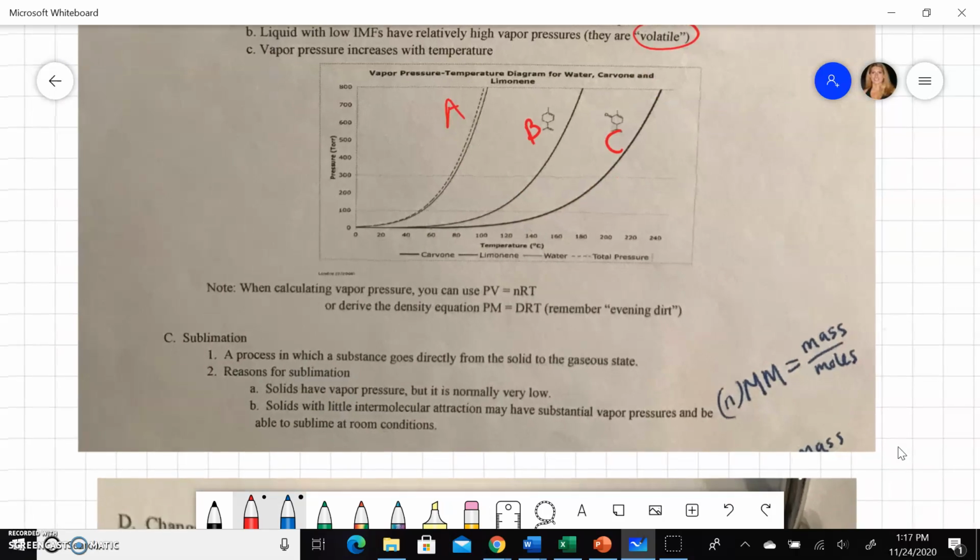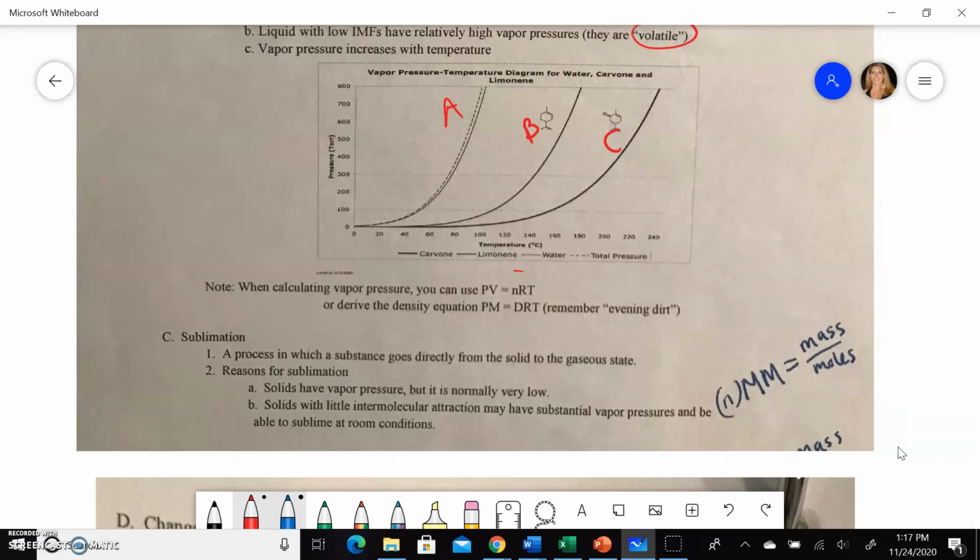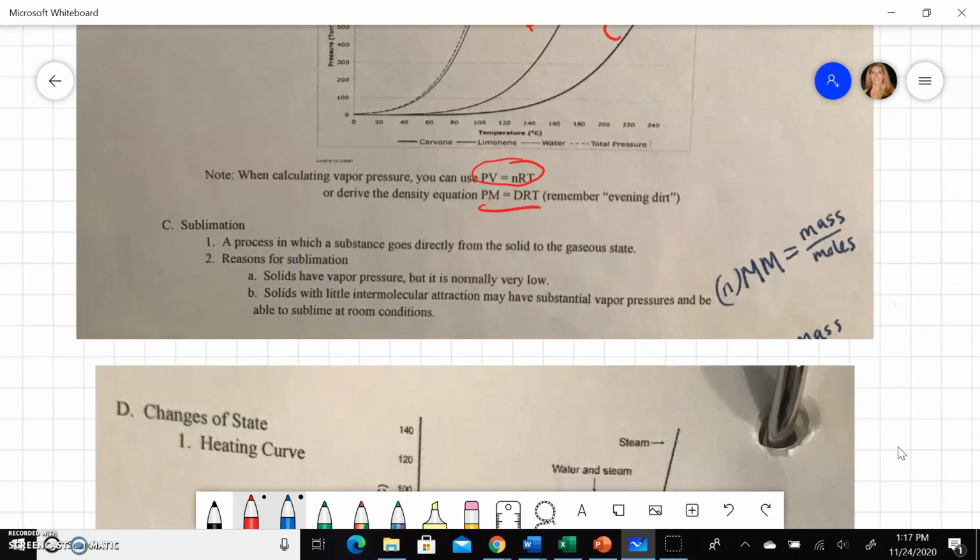When you're calculating vapor pressure, sometimes you can use PV = nRT. Just watch out for the information that they give you in the question. So you can use the ideal gas law there. You can also use it for density. And this is the "evening dirt" one. Remember, PM is like evening and DRT is dirt. So PM = DRT is an easy way to remember that one. It's kind of tough to derive, so I just prefer to memorize that one.